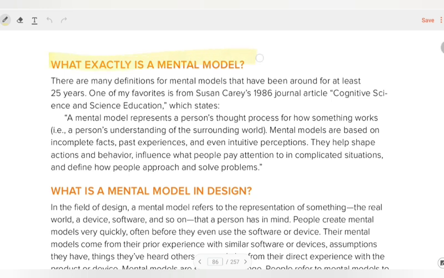What exactly is a mental model? There are many definitions for mental models that have been around for at least 25 years. One of my favorites is from Susan Carey's 1986 journal article, Cognitive Science and Science Education, which states, a mental model represents a person's thought process for how something works. That is, a person's understanding of the surrounding world. Mental models are based on incomplete facts, past experience, and even intuitive perceptions. They help shape actions and behavior, influence what people pay attention to in complicated situations, and define how people approach and solve problems.